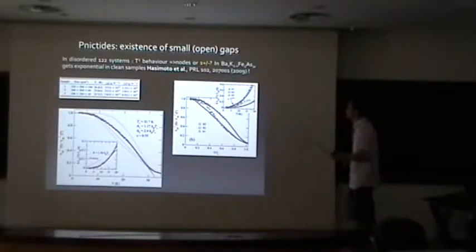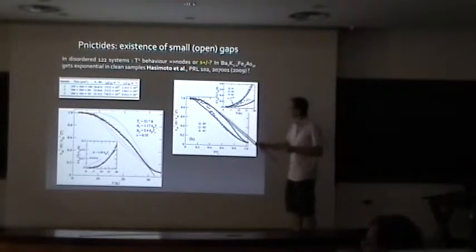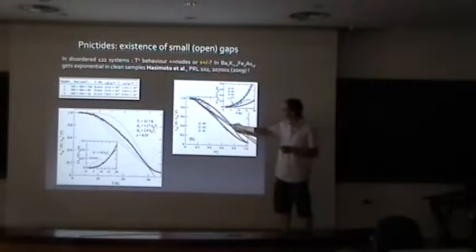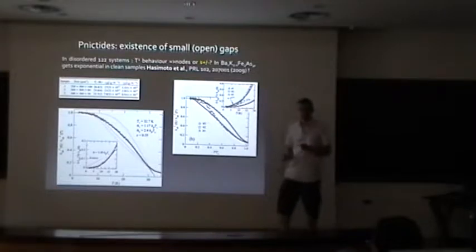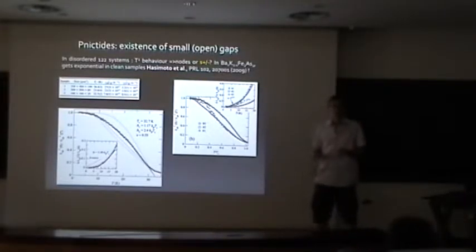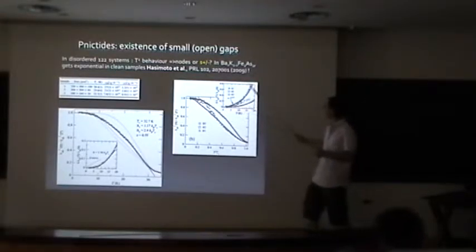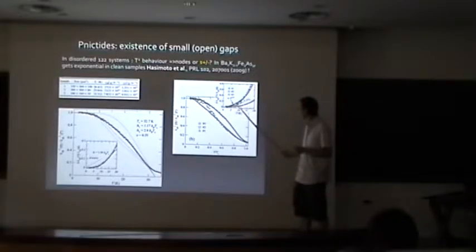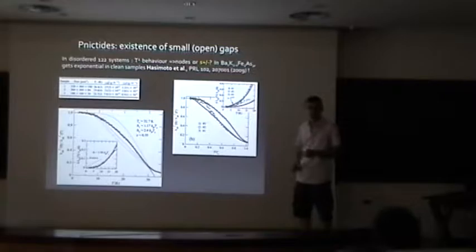It may be too early to conclude that it is S plus minus. But it's true that both the fact that you have an exponential behavior, which tends toward fully open gaps, and the fact that when you add impurities you switch from an exponential behavior to something which gets close to power laws, may mean that at least you can understand it in the framework of S plus minus, because then you can easily destroy the smallest gap with impurities and recover something which is closer to the data you expect for G1 superconductors and for S2 superconductors.